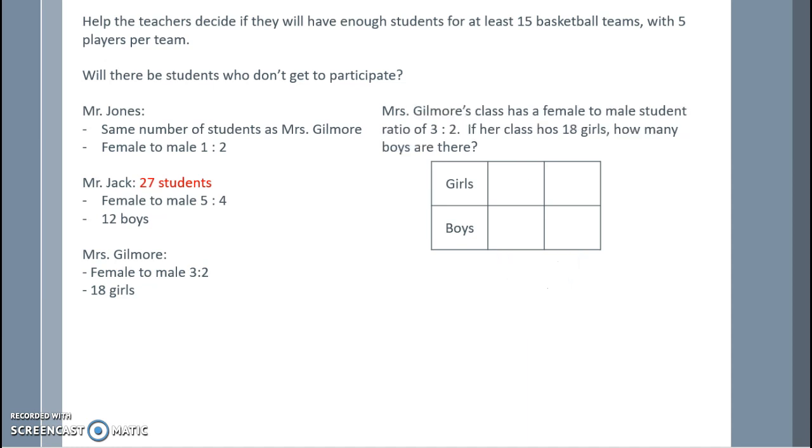Let's go visit Mrs. Gilmore's class. She also has a female to male student ratio of 3 girls to 2 boys. If her class has 18 girls, how many boys are there? So we have a 3 to 2 ratio. We know this time that we have 18 girls, so I can build to 18 by multiplying 3 times 6. So therefore, 2 times 6 gives us 12. Her class has a total of 18 plus 12, so 30 students.